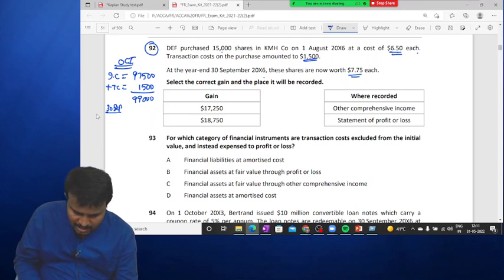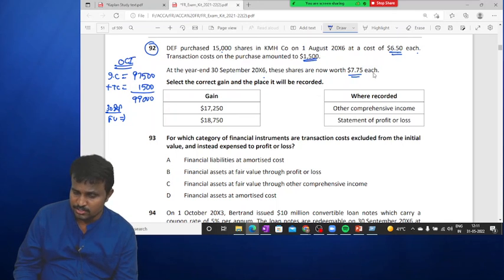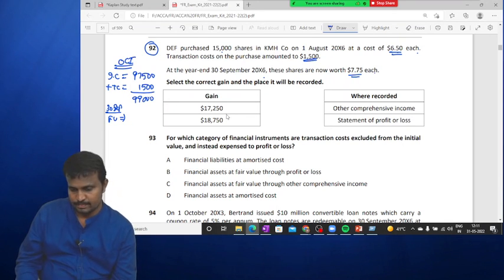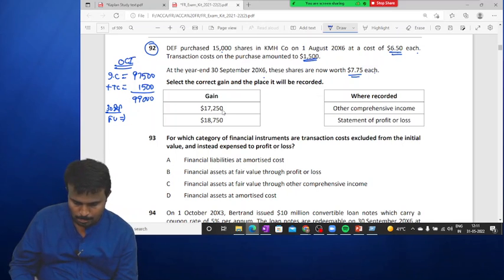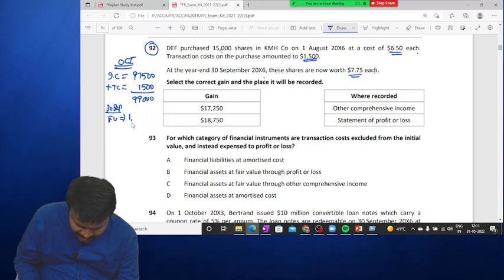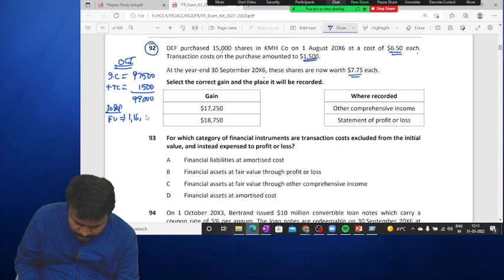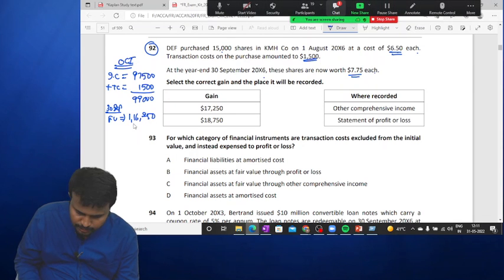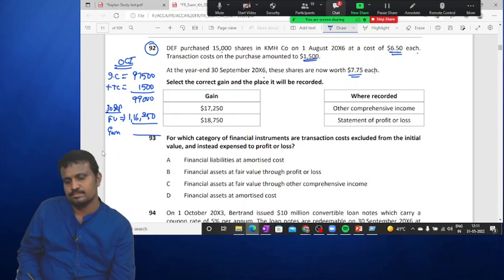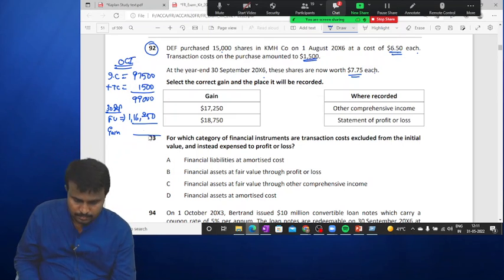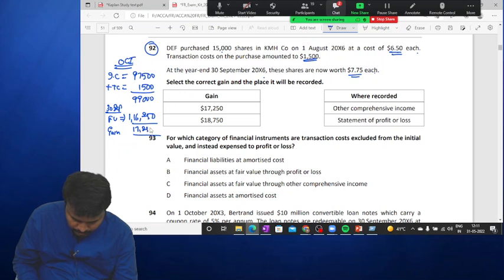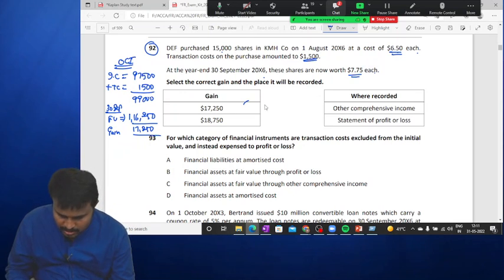Then on 30th September, what is the fair value? $7.75 each. 7.75 into 15,000 is 116,250. Then fair value gain or fair value loss? Gain. How much? 116,250 minus 99,000 is 17,250.